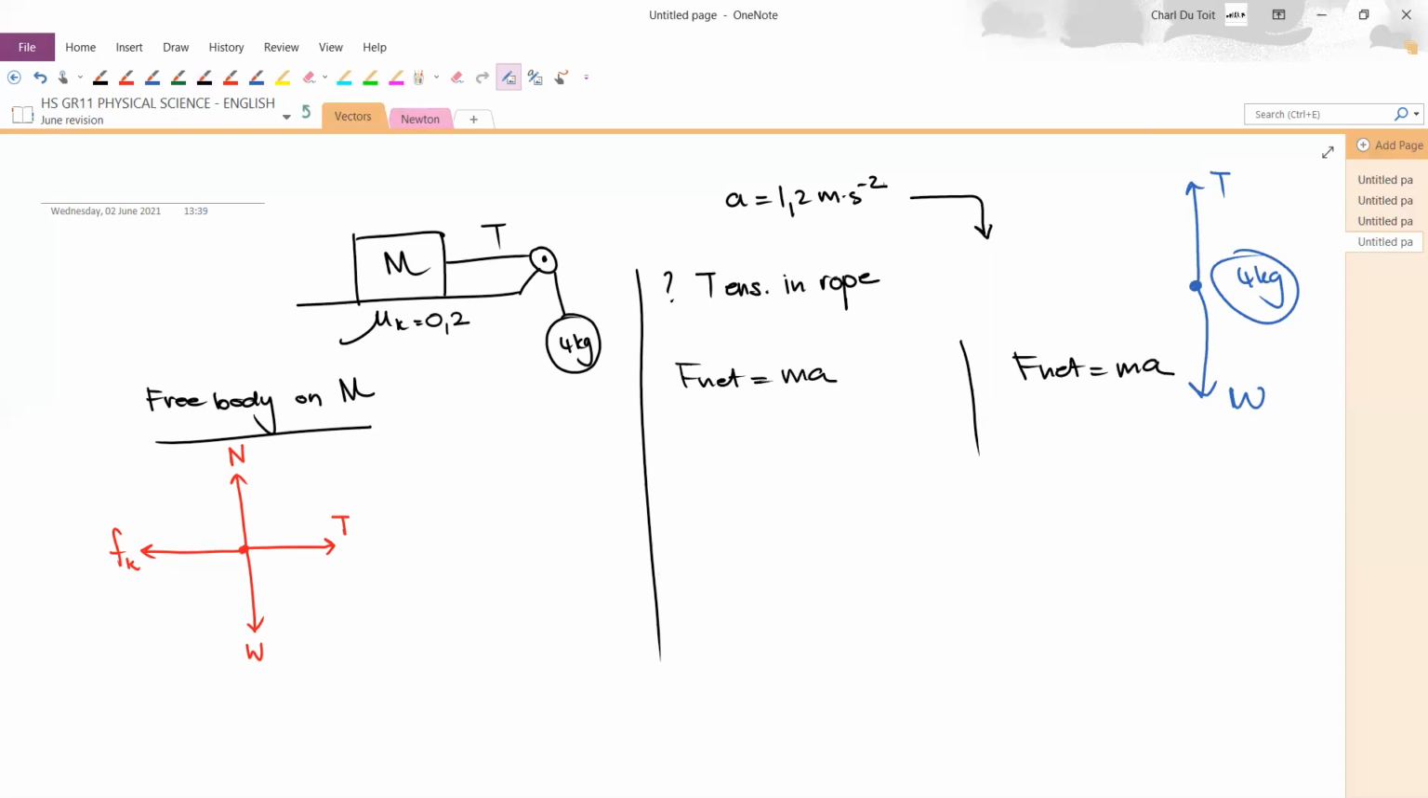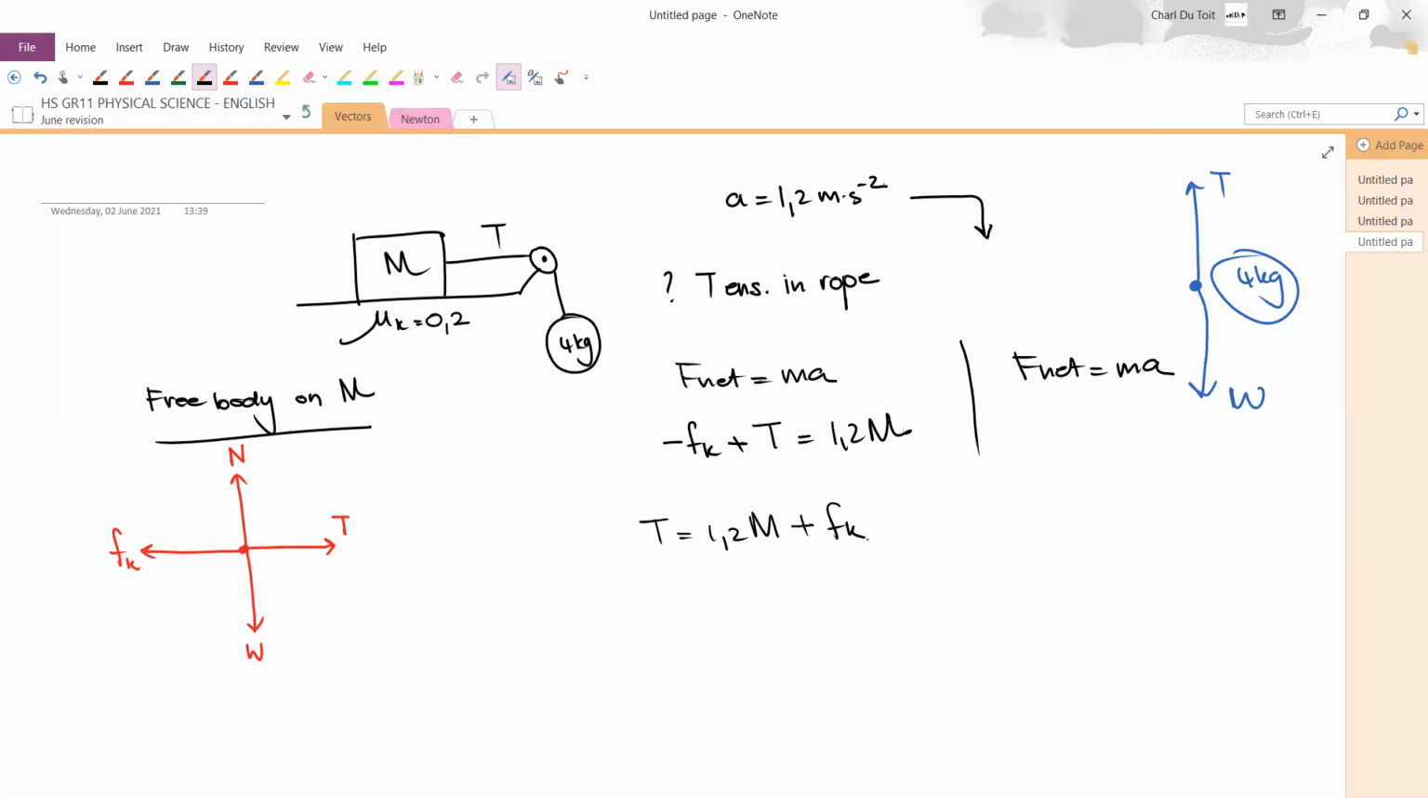Okay, for the big one, you know what you're going to do? You're going to write the negative kinetic friction plus the tension equals 1.2 M. Okay, 1.2 big M. Yes, sir. And since we're trying to find the tension, we're going to make that the subject of the equation. So therefore, tension equals 1.2 M plus kinetic friction.